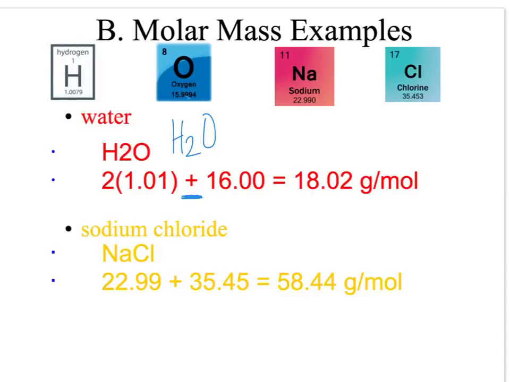And now let's look at sodium chloride. If you look at sodium, it's 22.990, so we will write that down as 22.99. If you look at chlorine, it's 35.45. That 3 does not round it up, so we use 35.45, and we add those 2 together. Remember, we're adding, not multiplying, and we get 58.44 grams per mole.